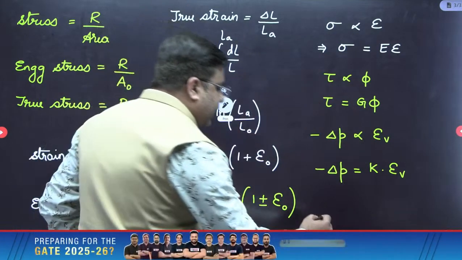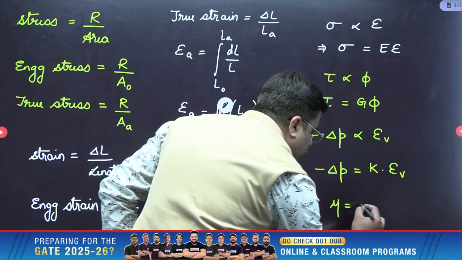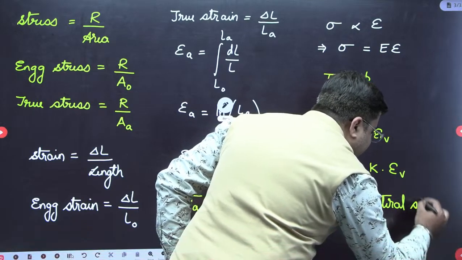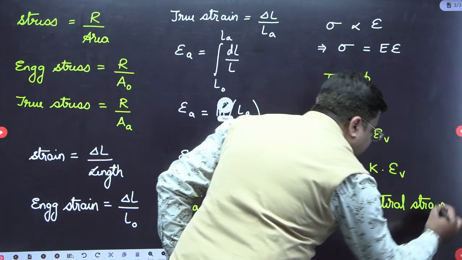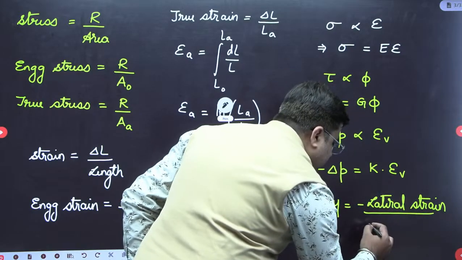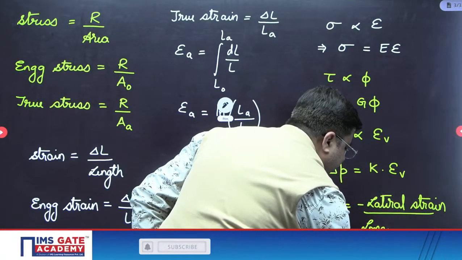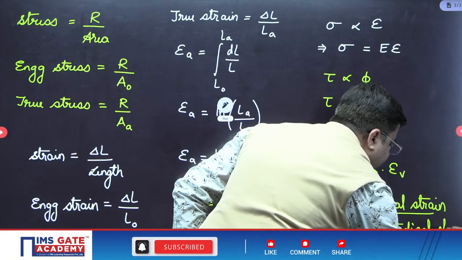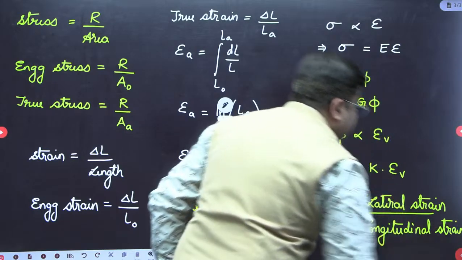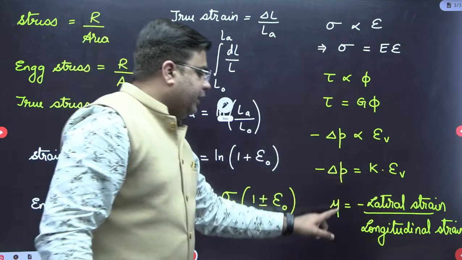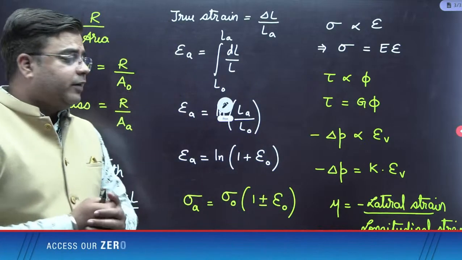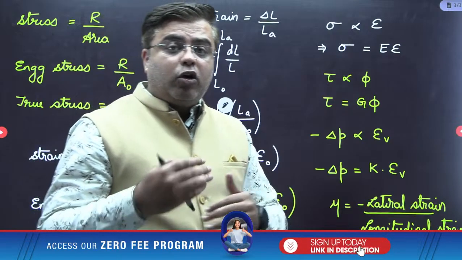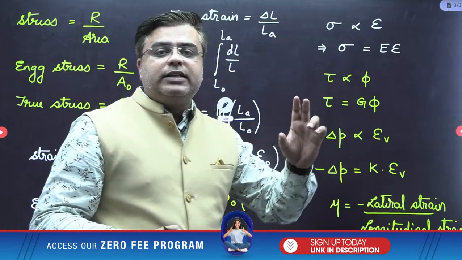After that, the fourth elastic constant mu is equal to minus of lateral strain to longitudinal strain, right? So we have basically 4 elastic constants here. E, G, K and mu are the 4 elastic constants. Then sir, after writing all these expressions, we know that these elastic constants are also related to each other by a certain set of formulas.